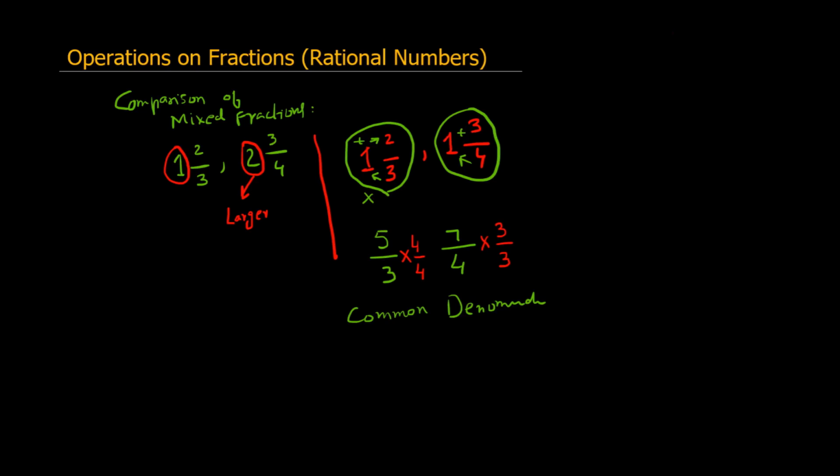So now what to do? Multiply the numerators together. So 20 and 21, and the denominator would be 12. So now when we have two fractions with the same denominator, which one is larger? The one with the larger numerator is larger. So once we have the same denominator, then we can easily compare the fractions.